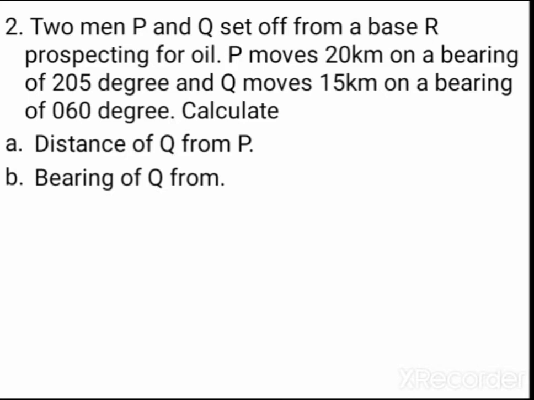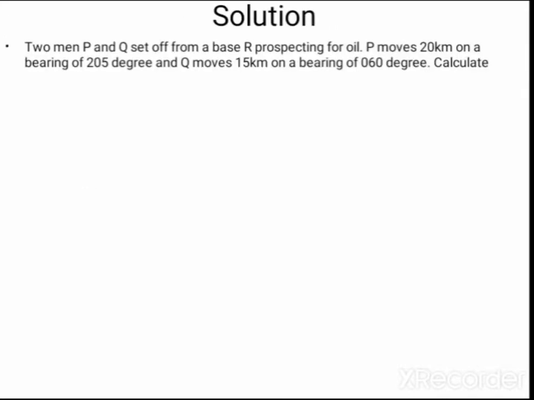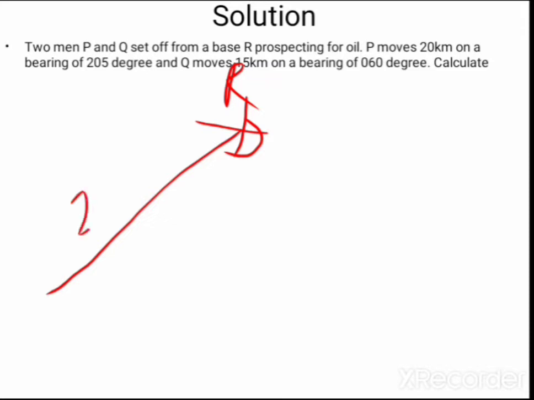So let us put this into a diagram. The two men P and Q set off from a base R. So let's call this our base R. They set off from R, searching for crude oil. P moves 20 km on a bearing of 205 degrees. So we turn 205, which will be somewhere around this region. So we draw our line. This is 205. That's for P. How many kilometers? 20 km.